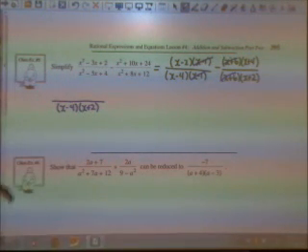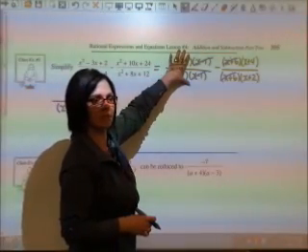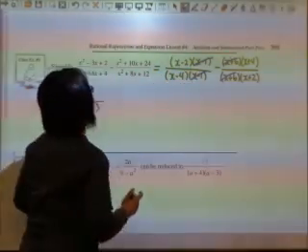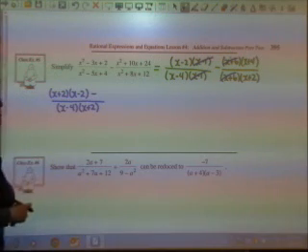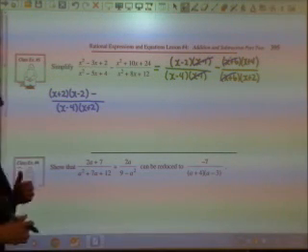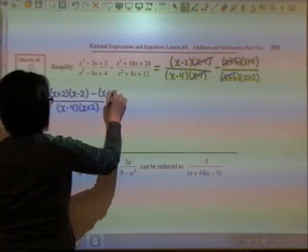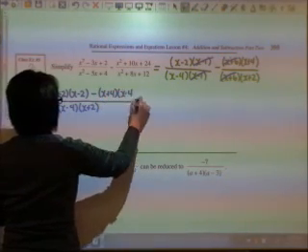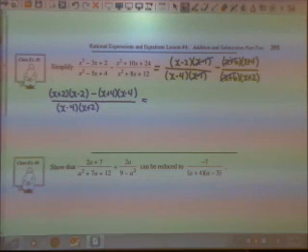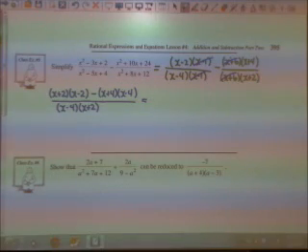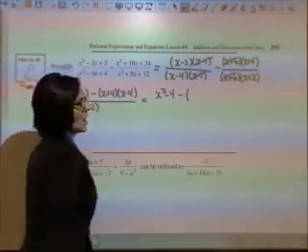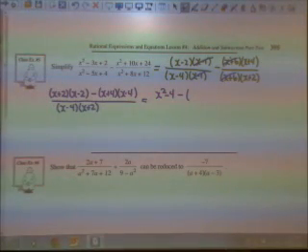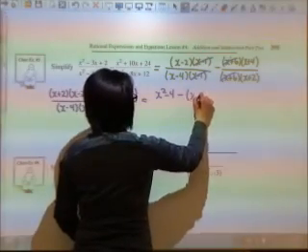So what would I multiply this top one by? X plus 2. So I get x plus 2 times x minus 2, minus, and what do I multiply the other one by? X minus 4. What do I get when I multiply x plus 2 times x minus 2? X squared minus 4. It's a difference of squares. And when I multiply the other two, what would I get? X squared minus 16.